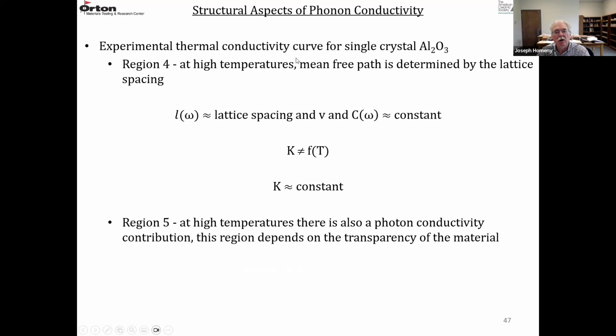And then in region 4, now the phonons are very short wavelength. So the lattice spacing is going to determine the thermal conductivity because of scattering taking place by the lattice. So now the mean free path is approximately equal to the lattice spacing, and phi is a constant, and the heat capacity at high temperatures above room temperature is essentially constant. So now conductivity is no longer a function of temperature, it's a function of the mean free path and the lattice spacing, so K is constant.